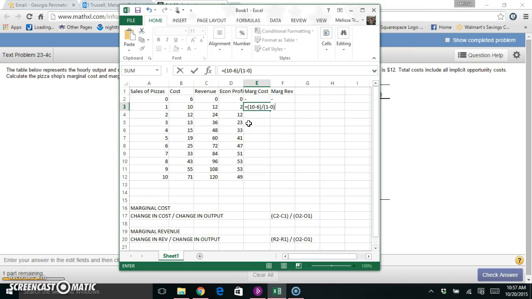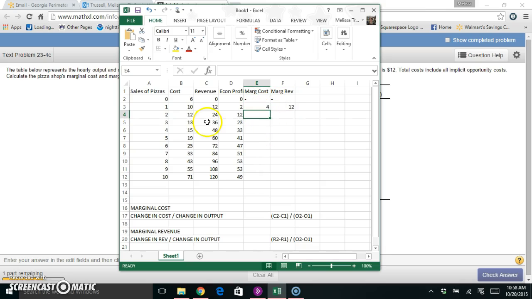So this will give us 4 over 1, or Excel will tell us that just equals 4. And for marginal revenue, we can do the same thing. So in this case, we look at our revenue column. From going from 0 pizzas to 1 pizza, our revenue goes from 0 to 12. So we have on top our second revenue, which is 12, minus our first revenue, which is 0. And on bottom, we have our second quantity, which is 1, minus our first quantity, which was 0. So our marginal revenue here is 12.